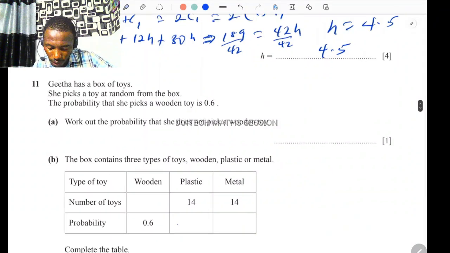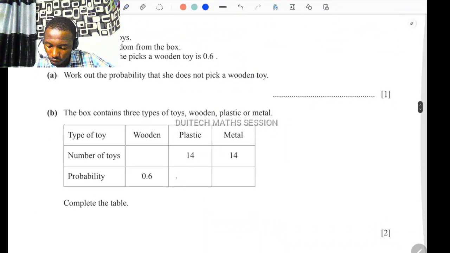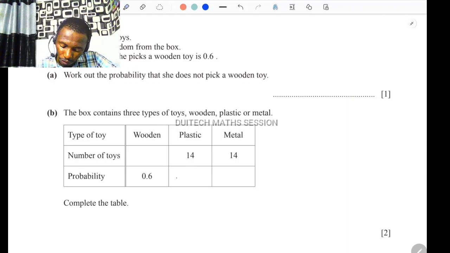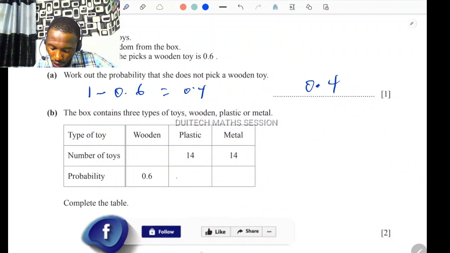Question 11 says Greta has a box of toys. She picked a toy at random from the box. The probability that she picked a wood toy is 0.6. Work out the probability that she does not pick a wood toy. So we know that probability of yes is 1, of no is 0. You see that? The total probability is 1. So how do we get the probability that she did not pick? That means we have to say 1 minus 0.6, which will give us 0.4. So we have 0.4 as she did not pick the wood toy; she picked other ones.